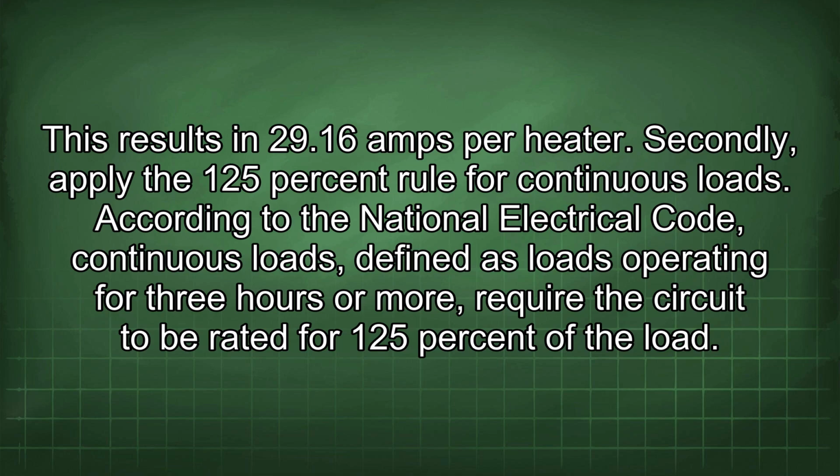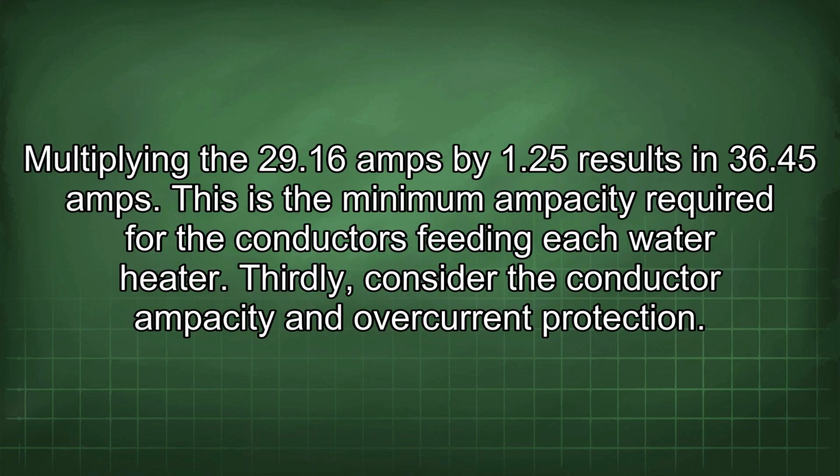Secondly, apply the 125% rule for continuous loads. According to the National Electrical Code, continuous loads, defined as loads operating for 3 hours or more, require the circuit to be rated for 125% of the load. Multiplying the 29.16 amps by 1.25 results in 36.45 amps. This is the minimum ampacity required for the conductors feeding each water heater.